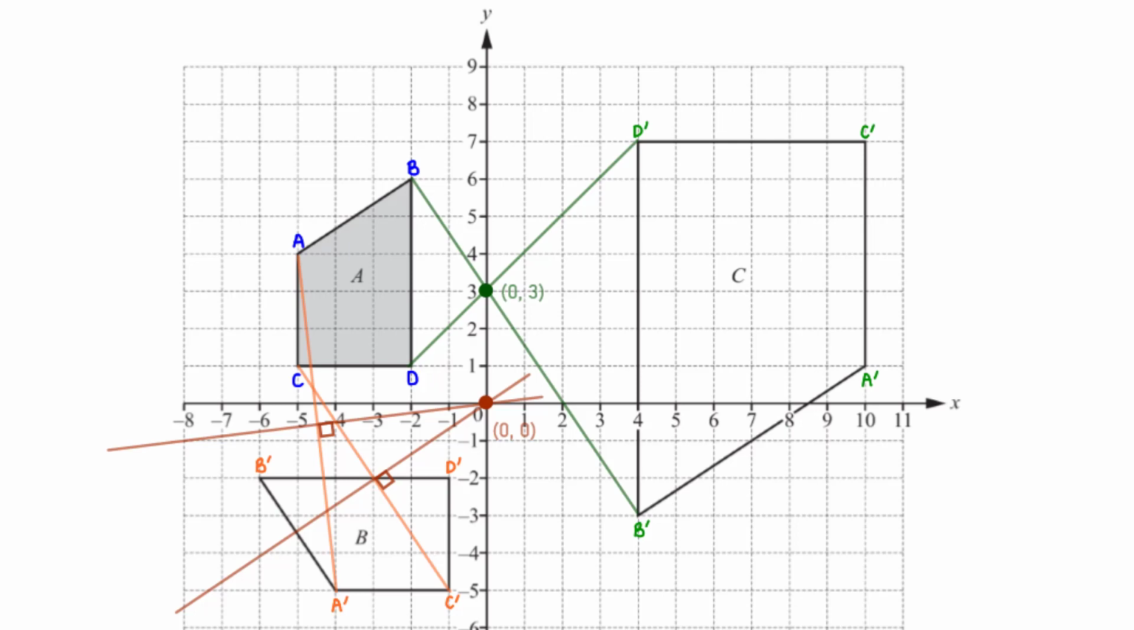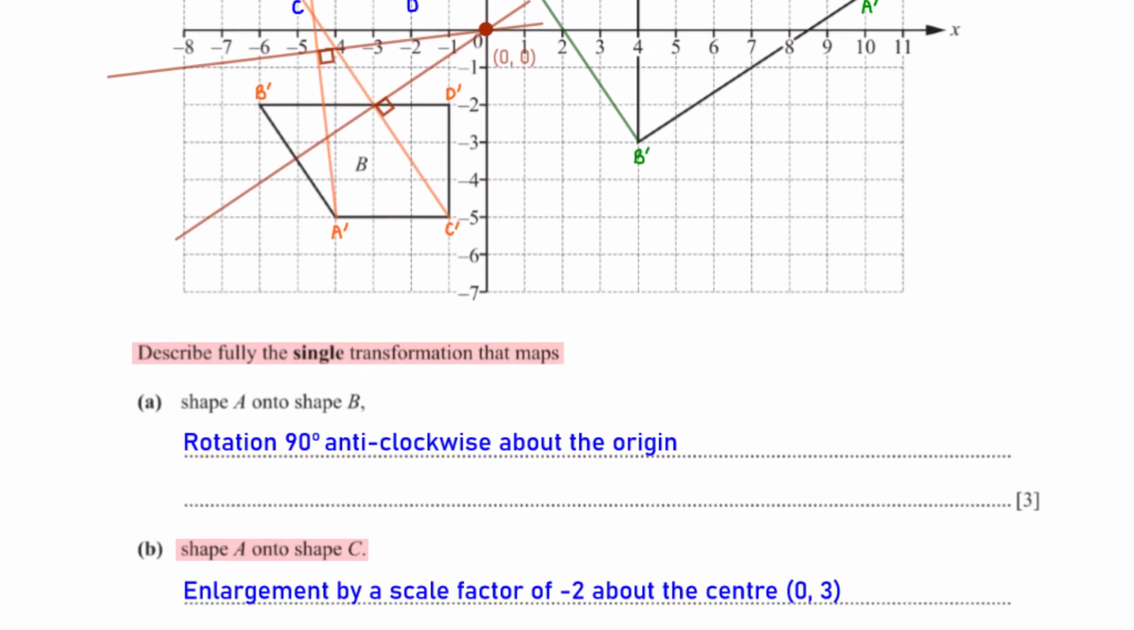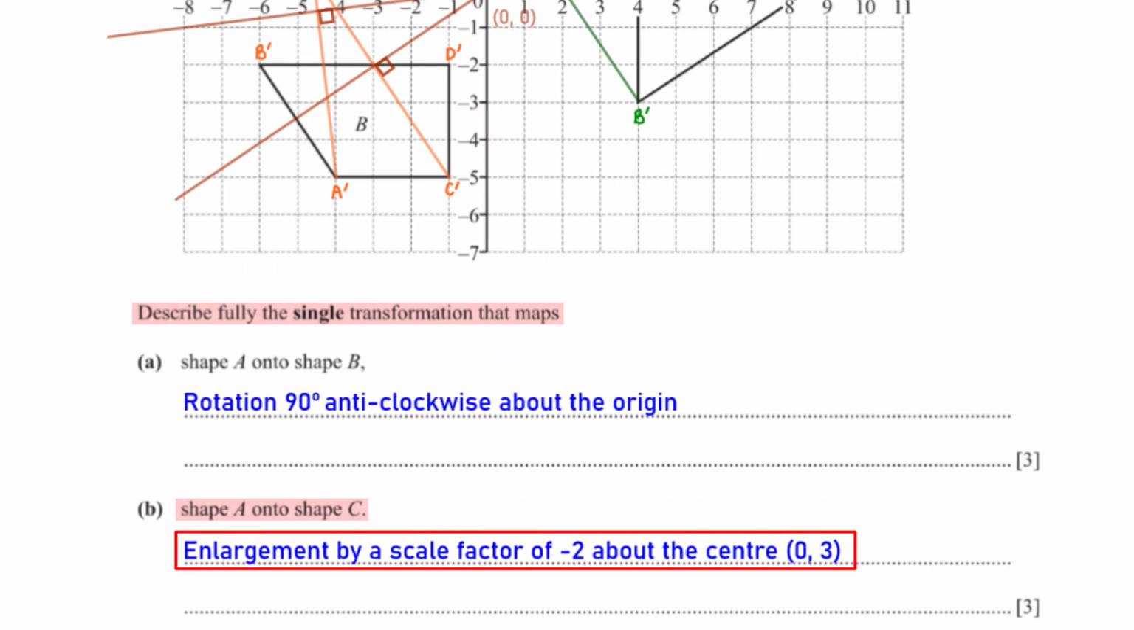Shape C is flipped. Now we need to find the center of enlargement, which we get by connecting at least two corresponding points on both shapes. When we do this, we get the center of enlargement to be (0, 3). And so the full description here is enlargement by a scale factor of -2 about the center (0, 3).